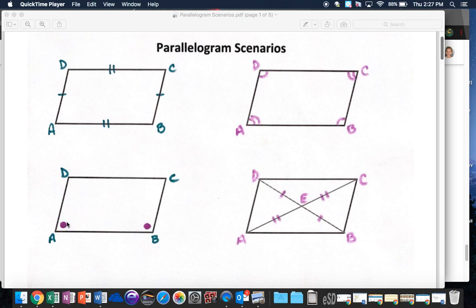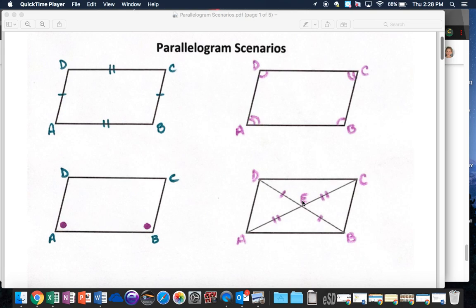Scenario 3. Where these two purplish dots are. Okay, fine. These are clearly not congruent. I've got an acute angle and an obtuse angle. But what we learned is that the adjacent angles, or consecutive angles, are supplementary. So you would take the algebraic expression here, add it to the algebraic expression here, and set them equal to 180. All right, supplementary angles.